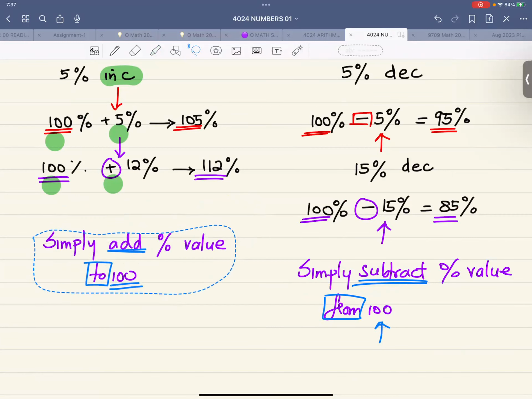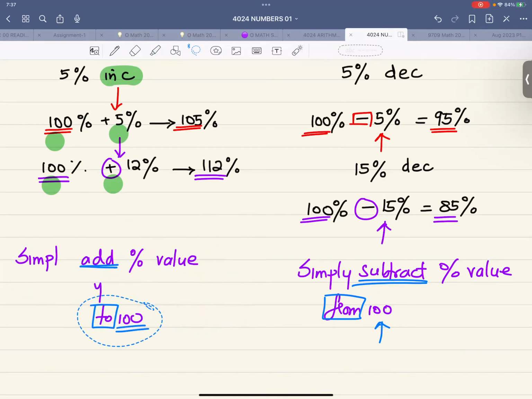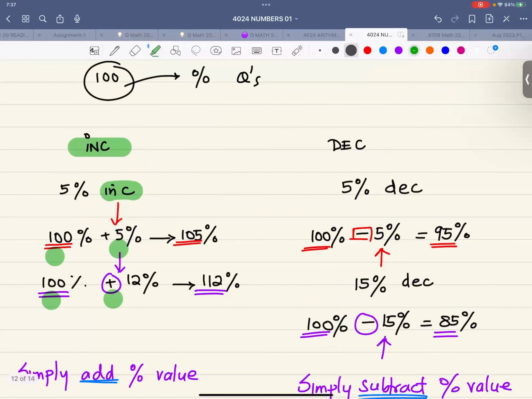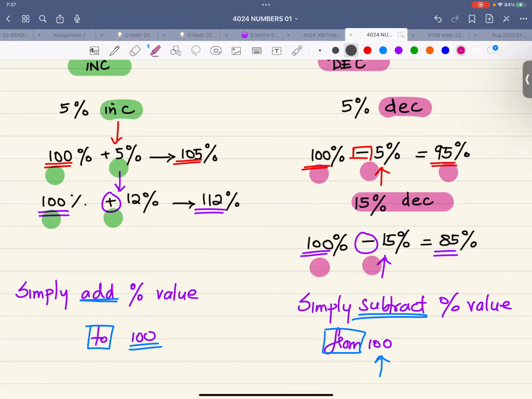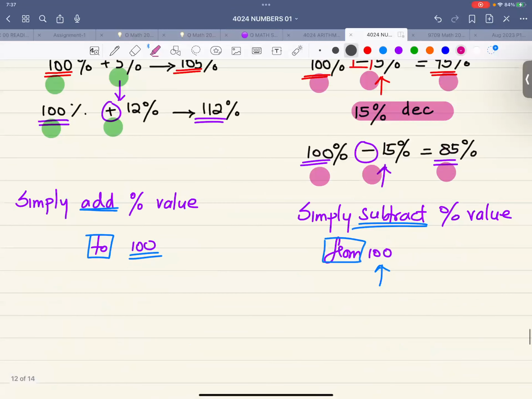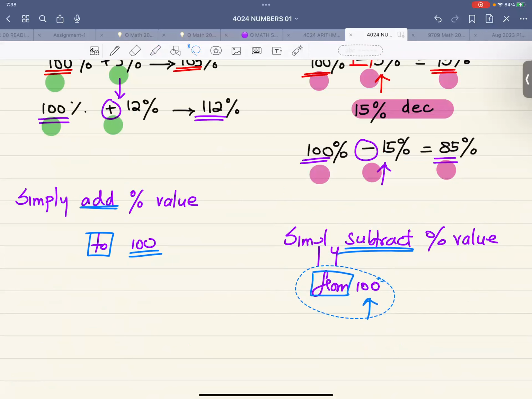So let me write it down over here. Simply add this value to 100. When we talk about a percentage decrease, say a 5% decrease, then 100 minus 5 is 95. A 15% decrease, 100 minus 15 is 85. So we simply take the percentage value and subtract it from 100. That is what we are doing.